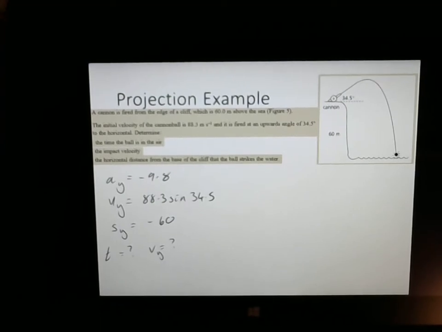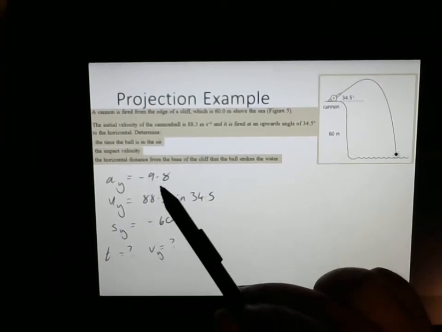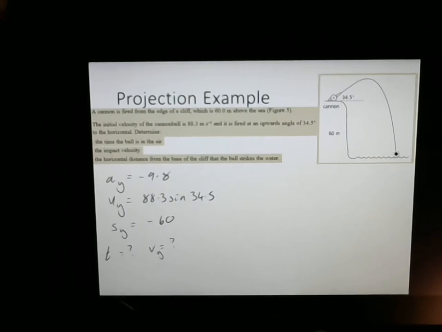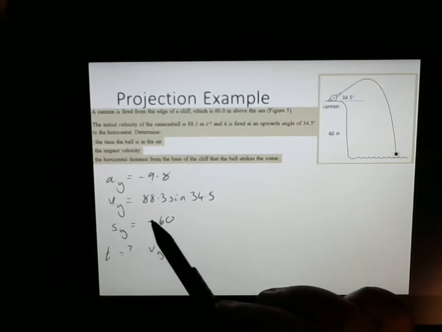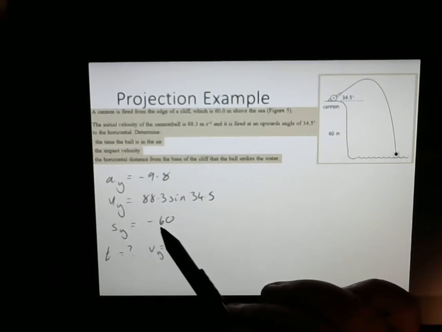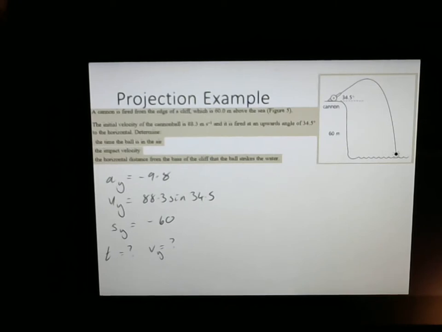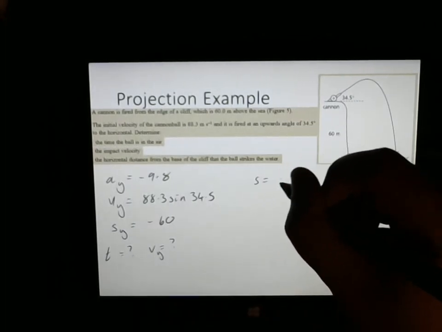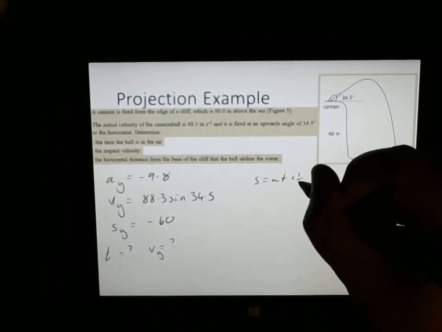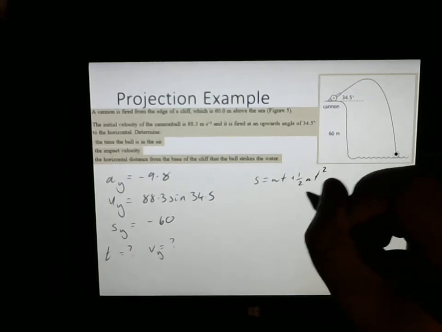So, using this, we can see for this first one, we can use the s equals ut plus half at squared formula. And then for the second one, we could use v squared equals u squared plus 2as, or we could use, once we've got t, v equals u plus at. So let's work out the t first. S equals ut plus a half at squared.